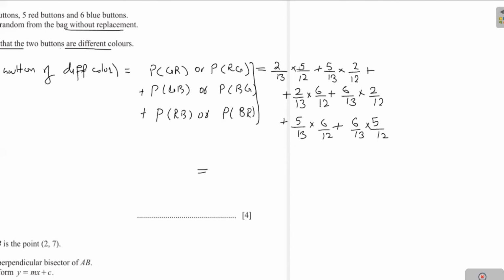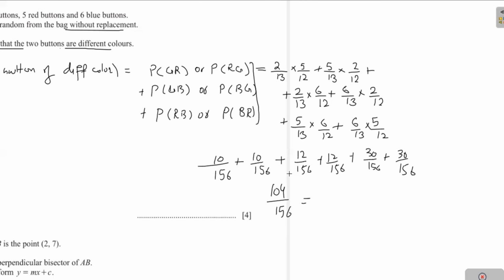We will simplify these fractions. This will be equal to 2 times 5 is 10, and 13 multiplied by 12 is 156, so this is 10 over 156. Next is 12 over 156, plus 12 over 156, plus 30 over 156, plus 30 over 156. Therefore, this value will be equal to 10 plus 10 is 20, plus 24, plus 60. This will be equal to 104 over 156.